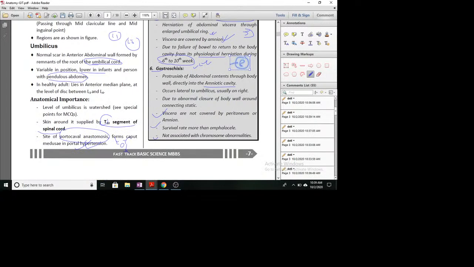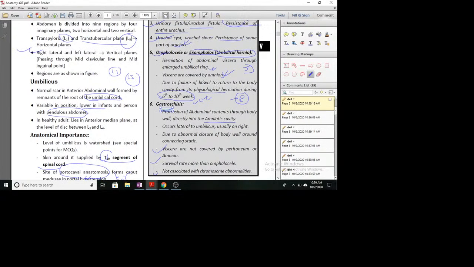So let's talk about gastroschisis. Protrusion of abdominal content through the body wall directly into the amniotic cavity is called gastroschisis. It occurs lateral to the umbilicus, on the right side, due to abdominal closure defect of the body wall, and the viscera are not covered. So don't you think omphalocele and gastroschisis are basically the same thing, viscera through the umbilicus?